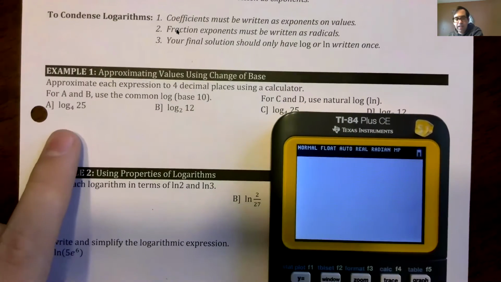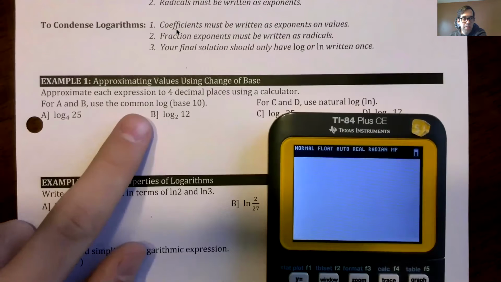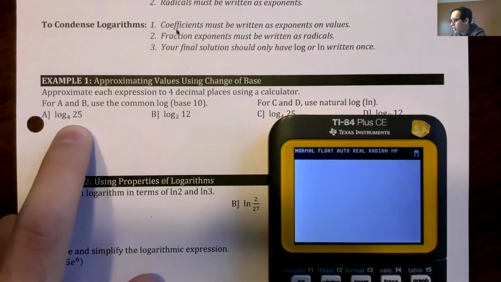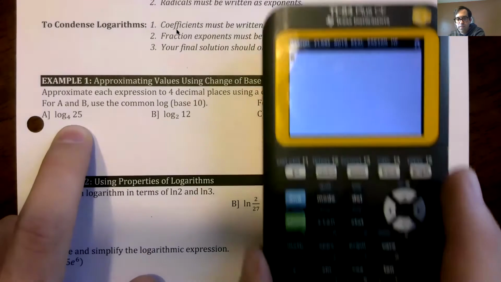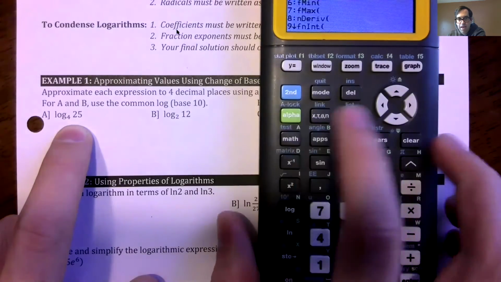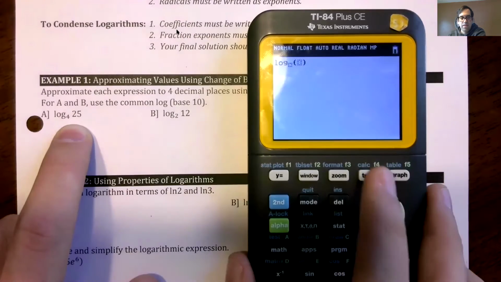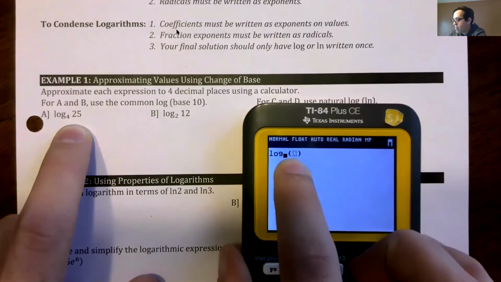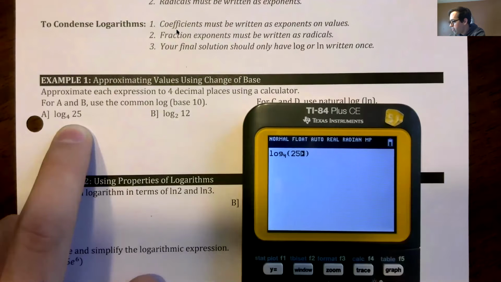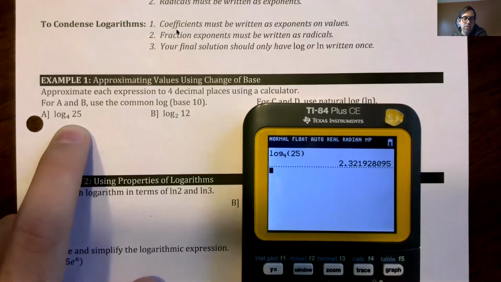But in letter A here, we're going to use the common log or base 10 to evaluate this. Now on the calculator, we already know, and I'll show you in case you forget, that if you press math and then go all the way to the bottom to A, that allows us to change the base. So we could have put a 4 here and then a 25. And remember, this is asking the question, 4 to what power equals 25? And the answer is 2.3219. So 4 to that power equals 25. It makes sense because 4 squared would be 16, so it's a little bit greater than an exponent of 2.